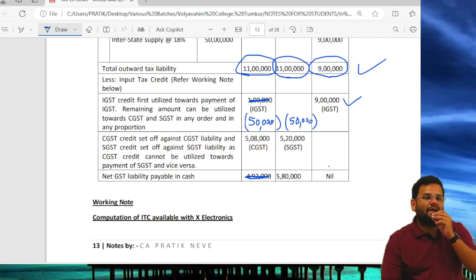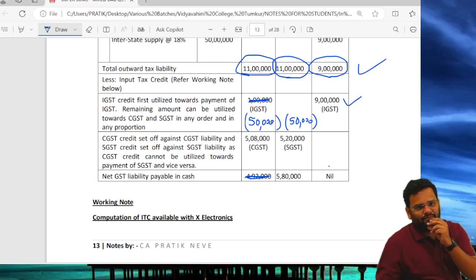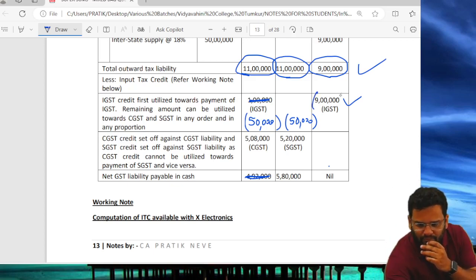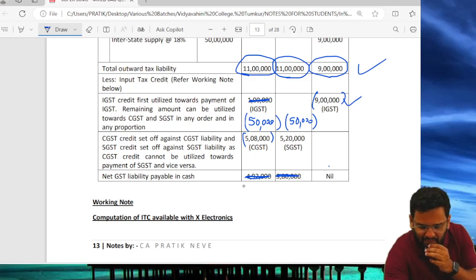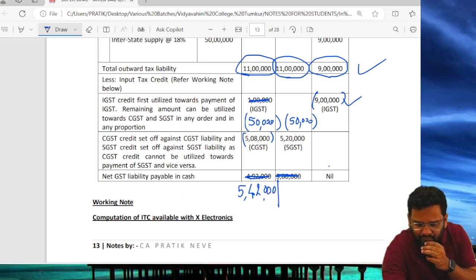And last point, less ITC of SGST utilized to pay output tax of SGST. May I know what it is? Dash in CGST column, in SGST column in bracket 5,20,000, and dash in IGST column. Can you please tell me the next line? Therefore, net GST payable: 5,42,000 of CGST and 5,30,000 of SGST.